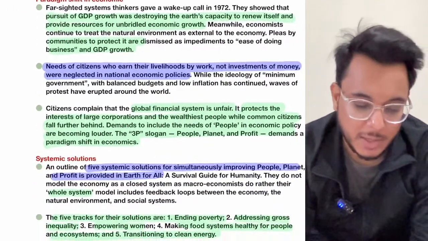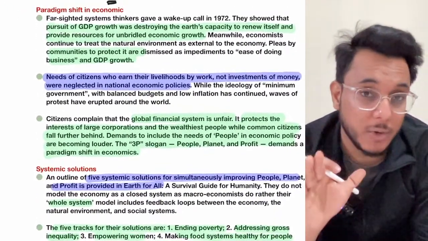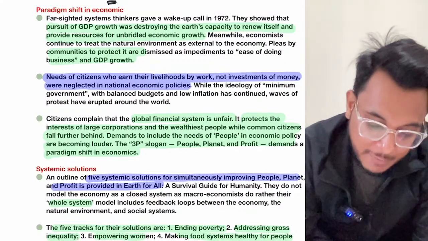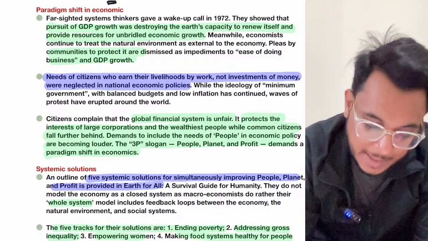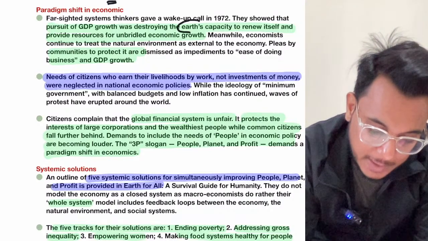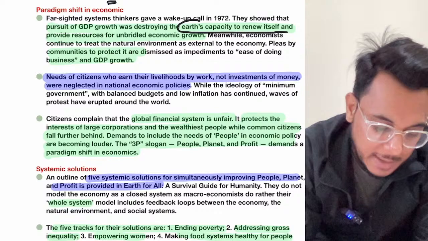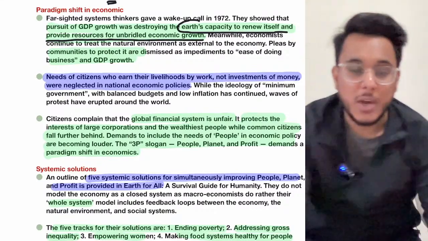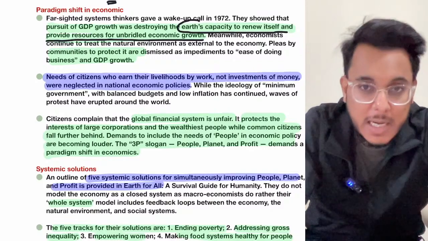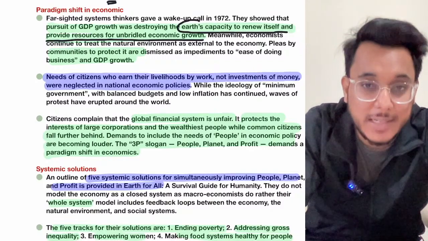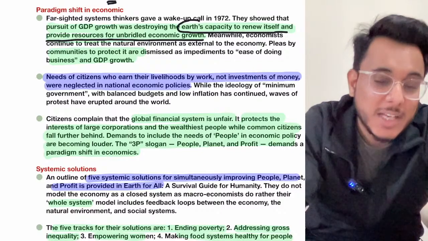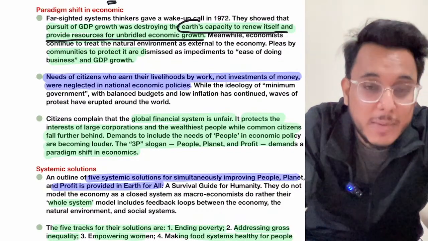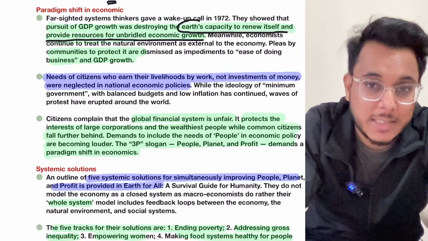But in this particular model, in this particular thinking, there is one problem, and the problem is that we have forgotten that the earth has a limited capacity to renew itself, and the earth's resources cannot be unlimited. If you use the earth's resources unlimitedly, then certain environmental challenges will come. So everybody is talking about economic growth, but what about sustainable development? What about environmental conservation?